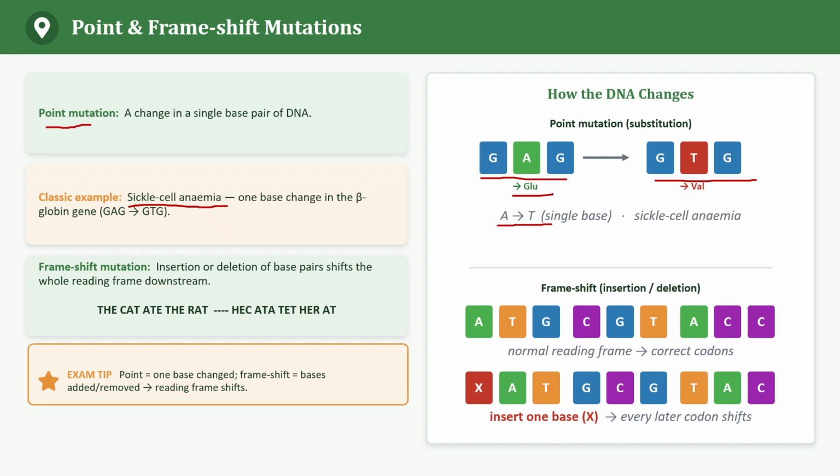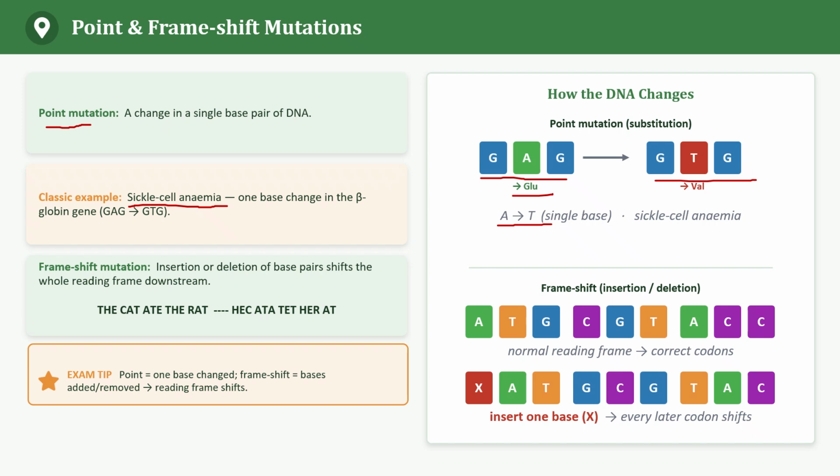So just this single change causes the hemoglobin molecules to stick together, making the RBC become sickle shaped instead of round. These sickle-shaped RBCs carry oxygen less efficiently, and they go and block the blood vessels, and it causes pain and anemia. So this shows how one tiny DNA change can produce a serious genetic disorder.